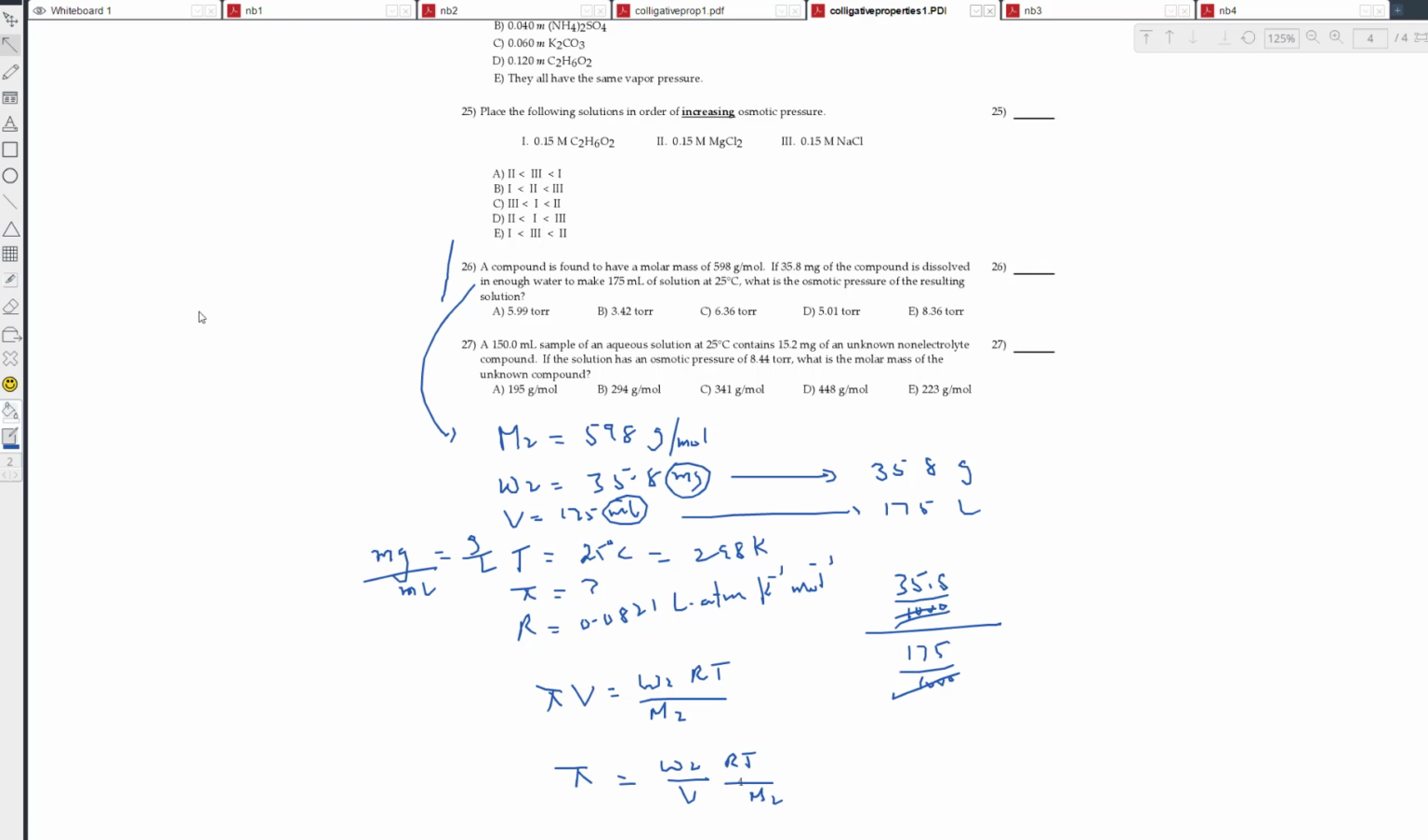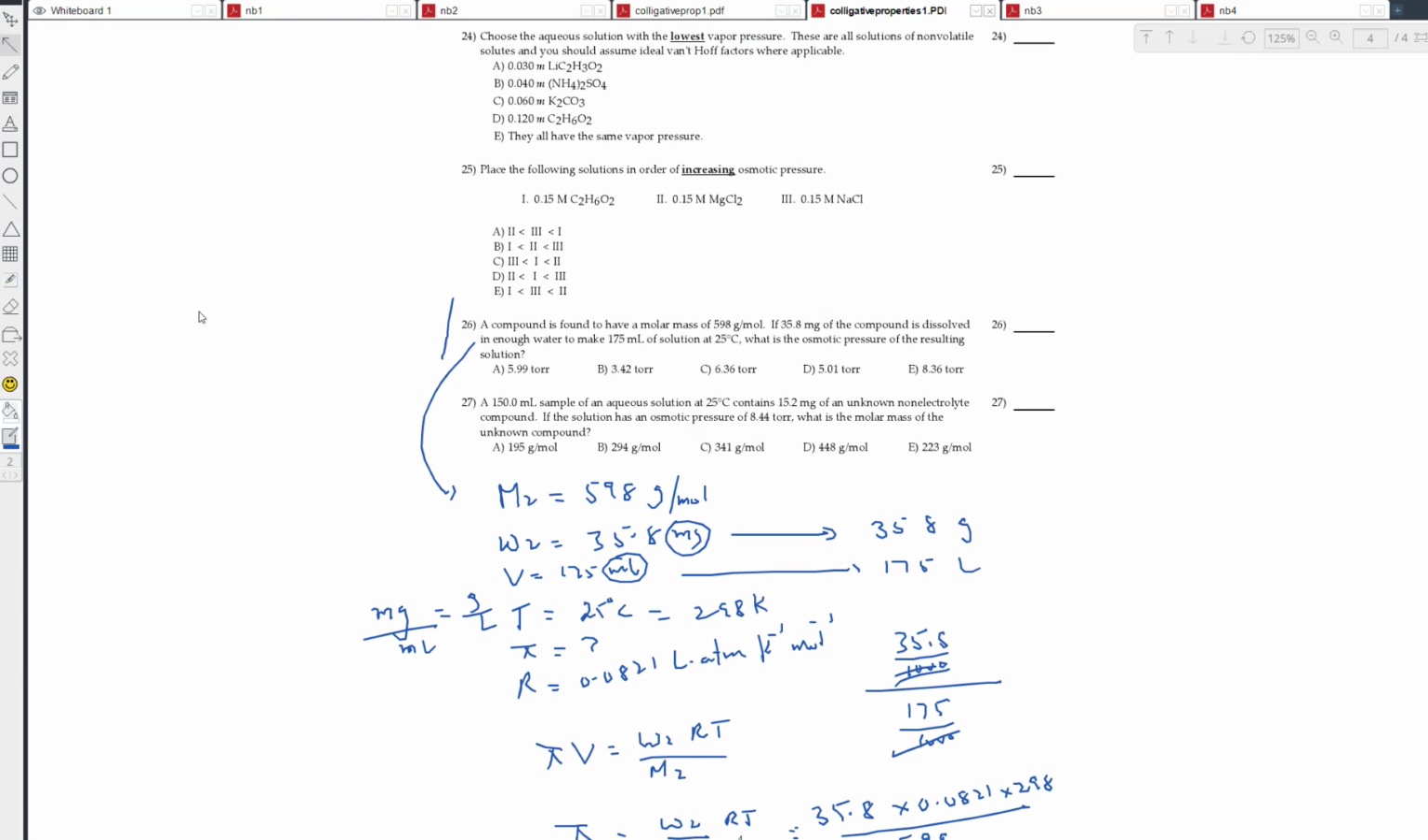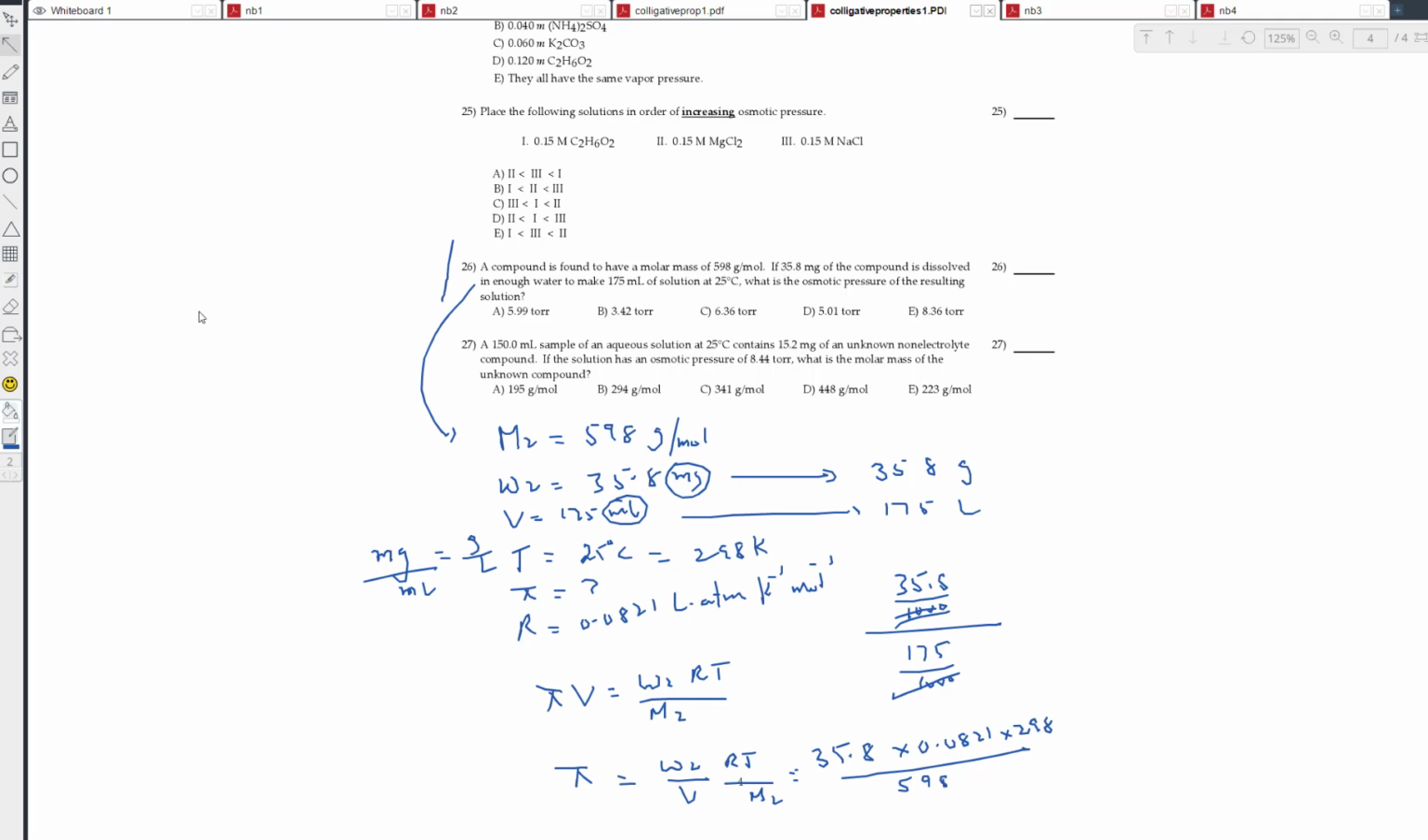Now look here. The problem is asking for osmotic pressure. The formula is here, just plug in the values. W2 is going to be 35.8. I'm not changing into grams because the 1000 will cancel anyway. R is 0.0821, and T is 298 Kelvin. The molar mass is 598 grams per mole. And the volume is 175 milliliters. You can keep the same because we are keeping milligrams and milliliters, just like gram and liter, because after changing you will get the same ratio.